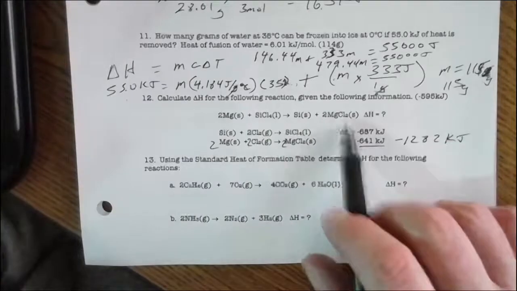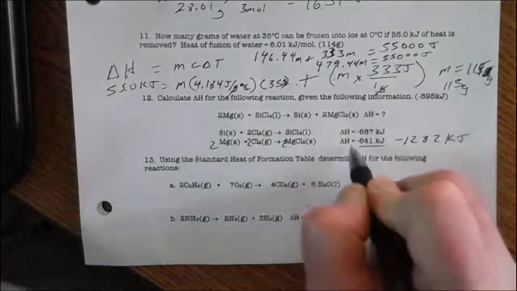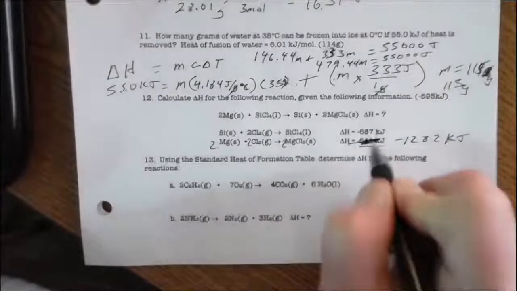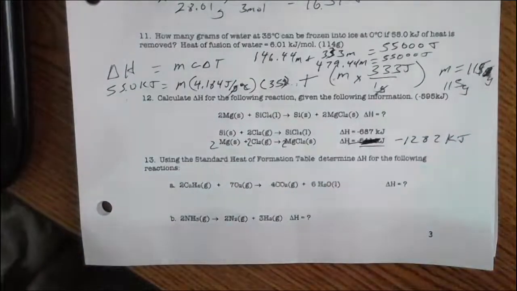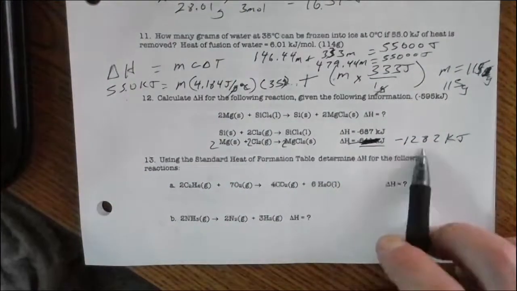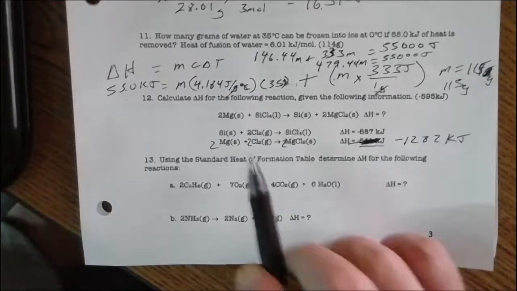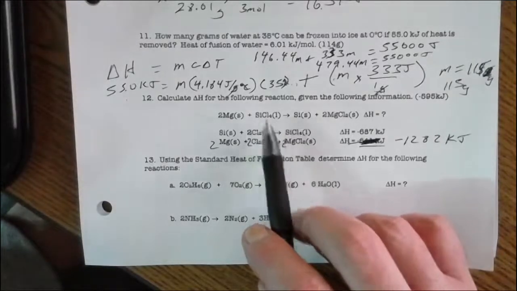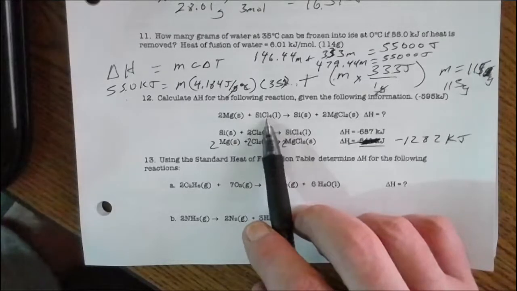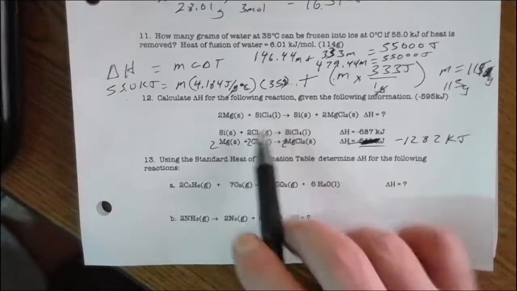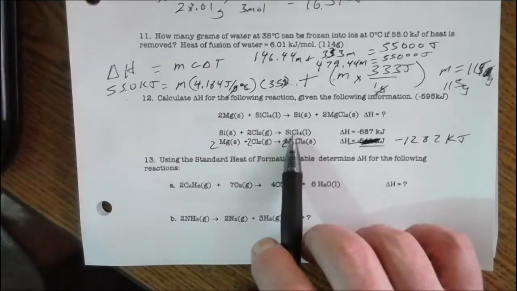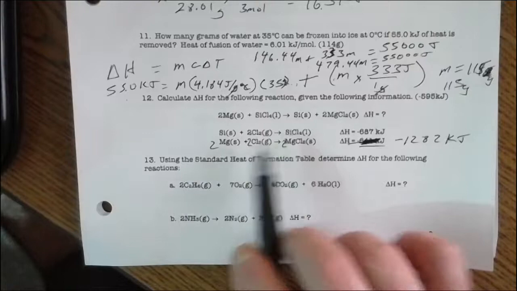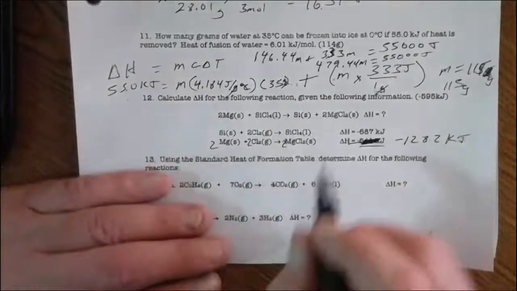So there we have negative 1282. Again, I'm going to get rid of this so I don't get confused. I get confused easily, so crossing that out is a big help for me because it makes me look and think, oh yeah, that's right. Is there a silicon tetrachloride on the reactant side? No, it is on the product side. So what do we need to do to this whole thing? We need to flip it.